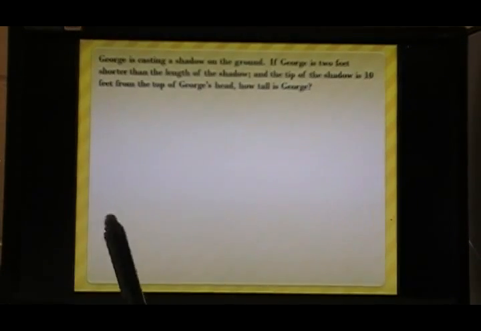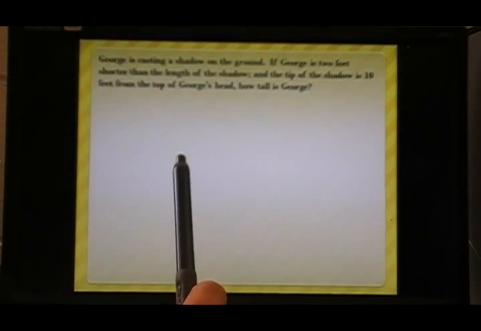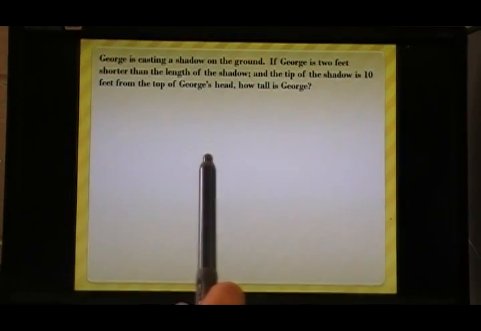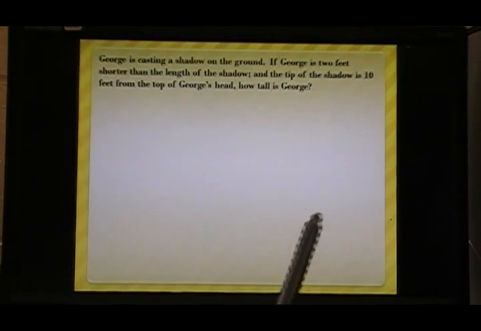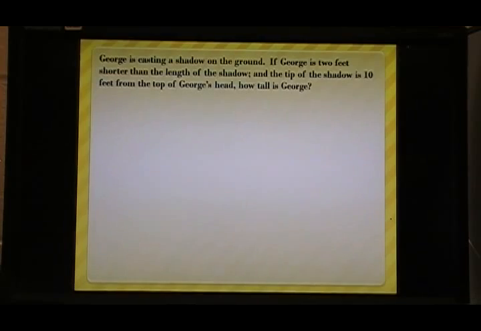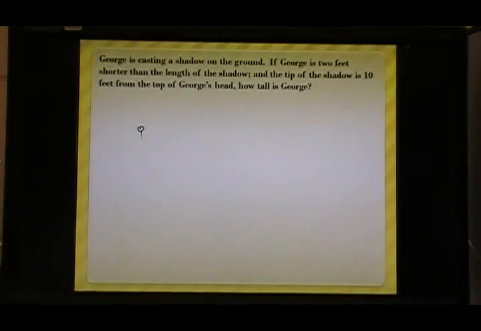Last example here. George is casting a shadow on the ground. George is 2 feet shorter than the length of the shadow, and the tip of the shadow is 10 feet from the top of George's head. How tall is George? Okay, so let's just make a picture. So here's George.